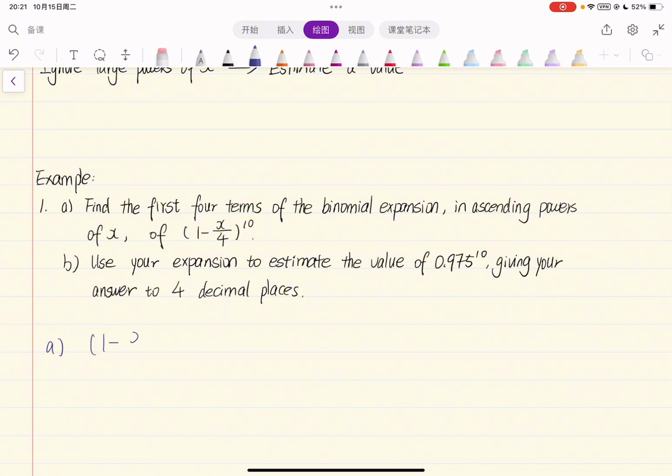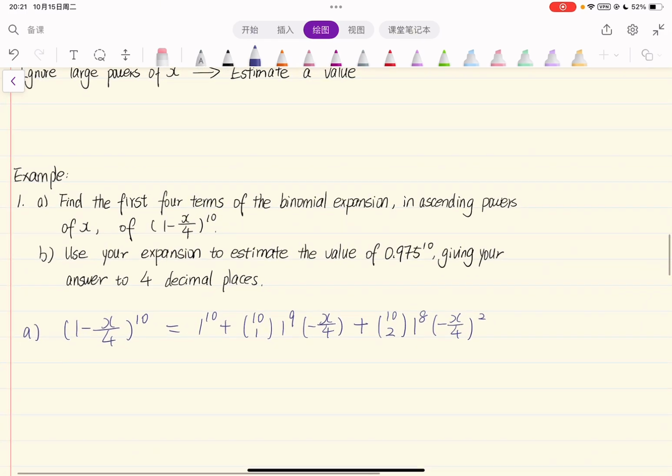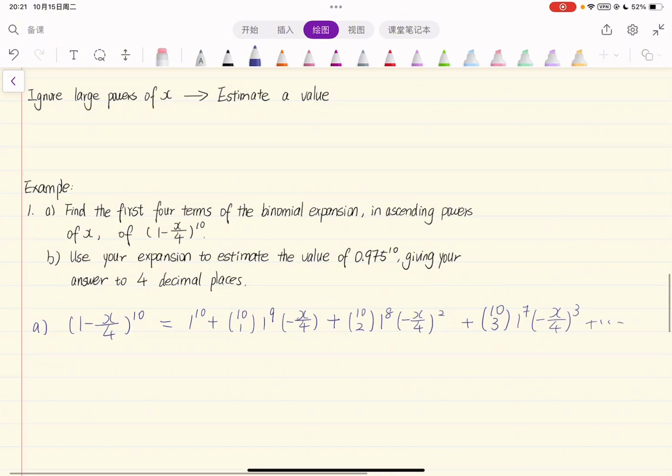We have (1 minus x over 4) to the power of 10 equals 1 to the power of 10, plus 10 choose 1 times 1 to the power of 9 times minus x over 4, plus 10 choose 2 times 1 to the power of 8 times (minus x over 4) to the power of 2, plus 10 choose 3 times 1 to the power of 7 times (minus x over 4) to the power of 3, and then plus so on. So I have written down the first 4 terms.